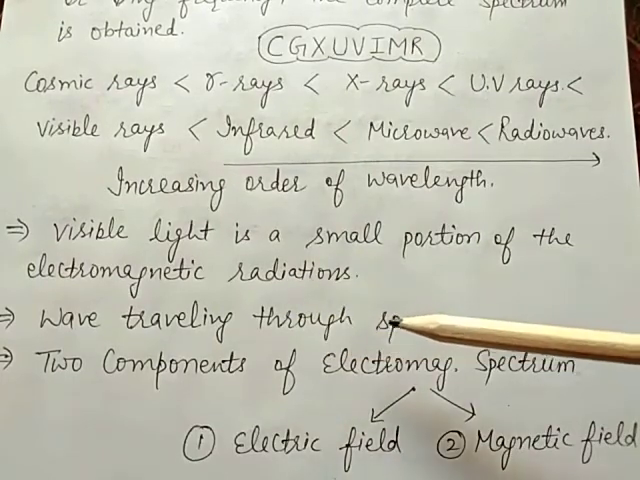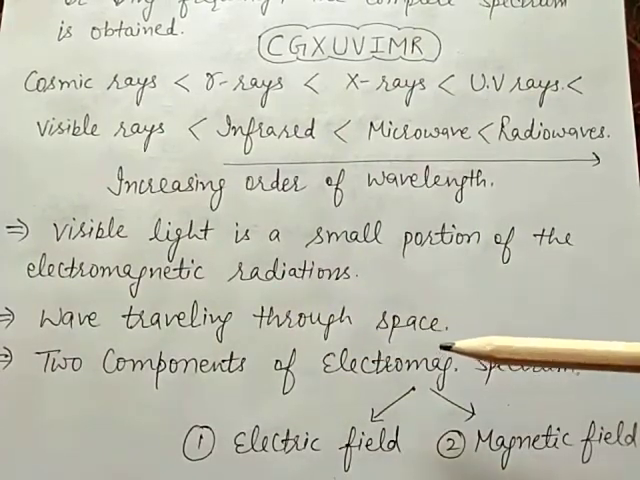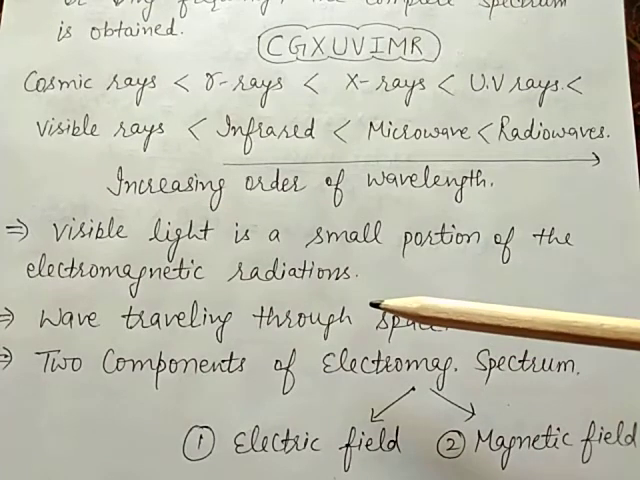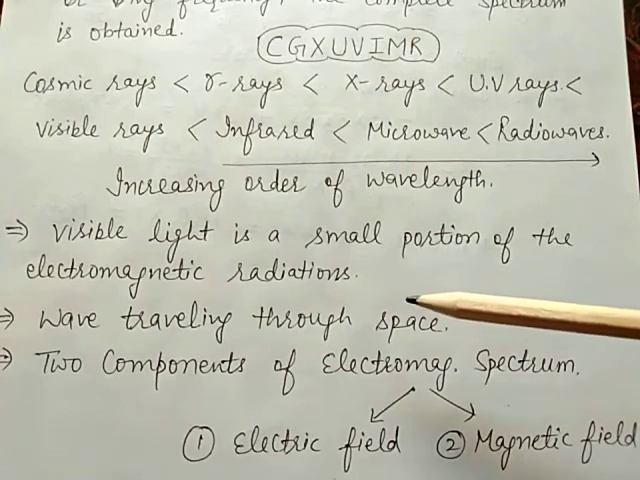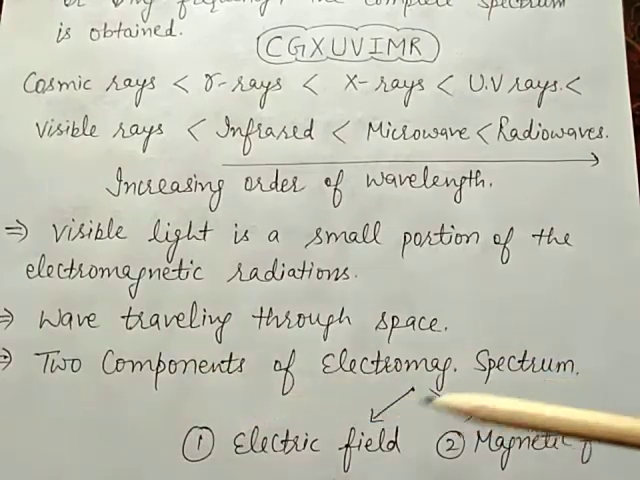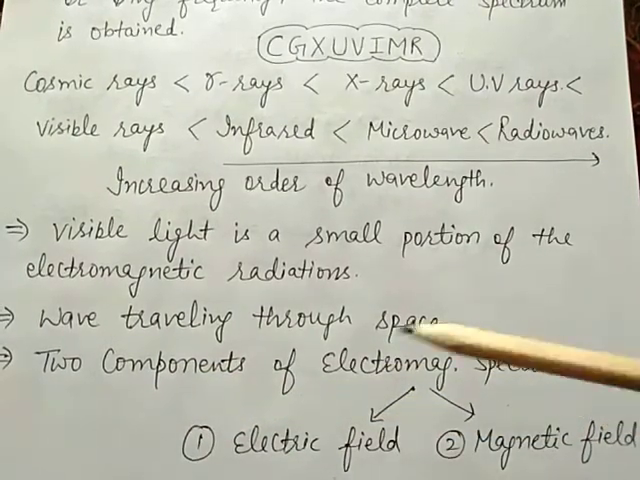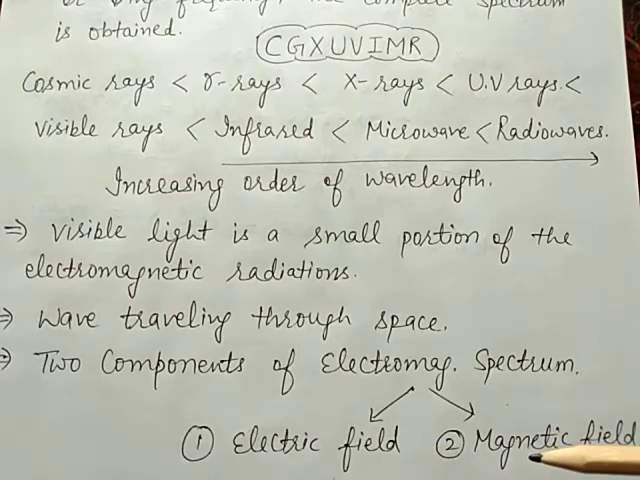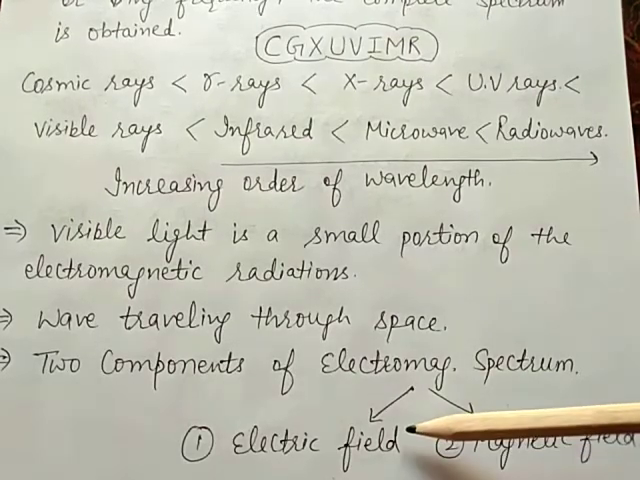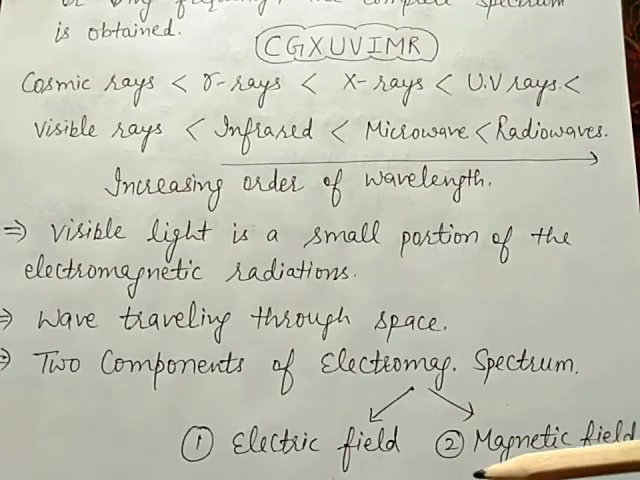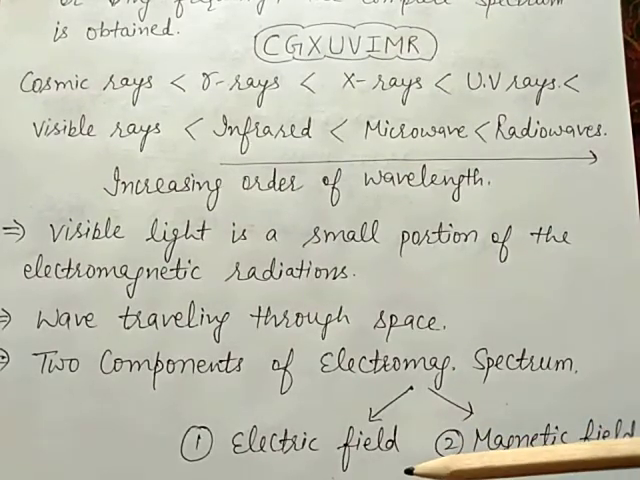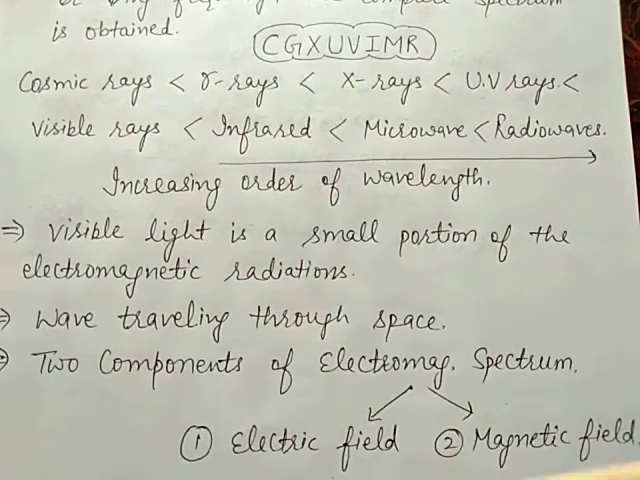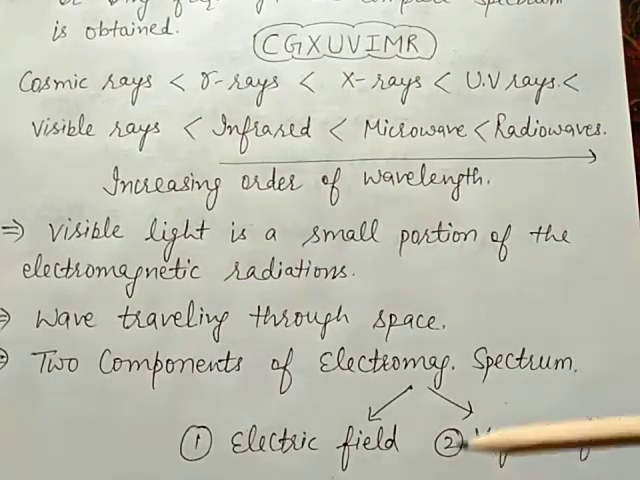These waves travel through space, which means these waves don't require any medium for their propagation and can easily move in vacuum. Two components of electromagnetic radiation are there. First is the electric field, second is the magnetic field. The oscillating electric and magnetic fields are generated by oscillating charged particles, and they are perpendicular to each other and to the direction of propagation of the waves.